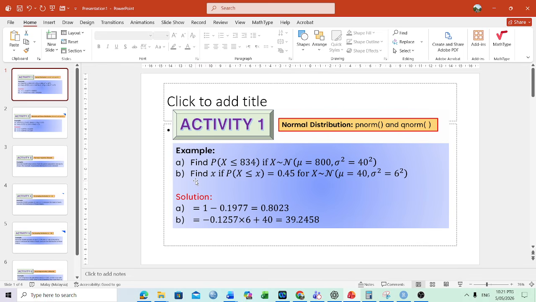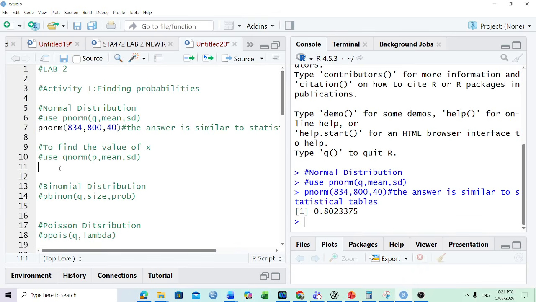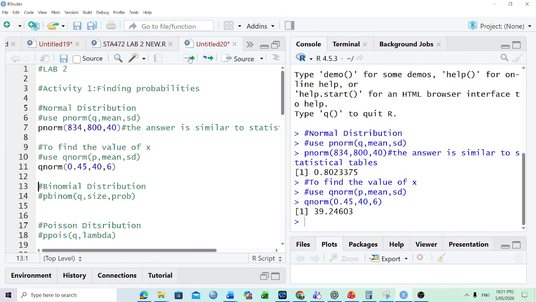standard deviation is 6. Okay, so in R, since we want to find the value of x, then we use qnorm. The given probability is 0.45. The mean value is 40 and the standard deviation value is 6. So the x value is 39.24603.